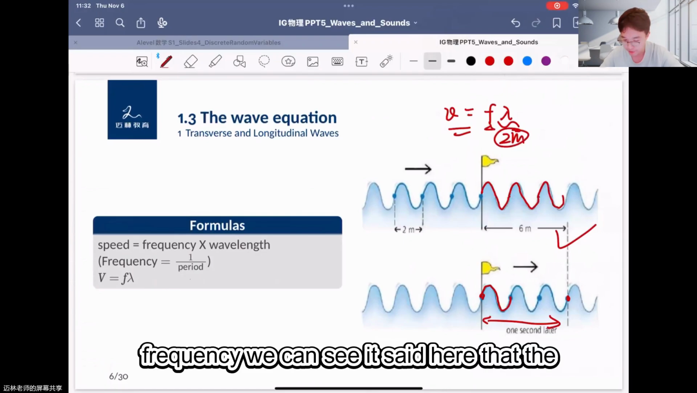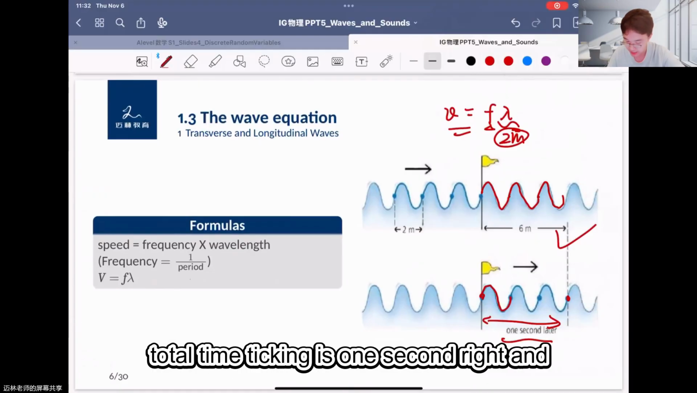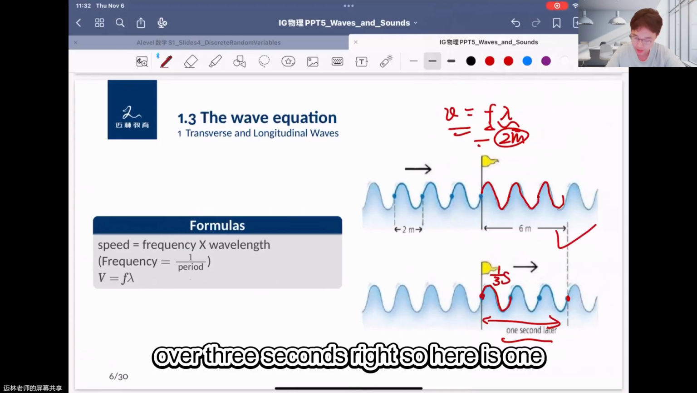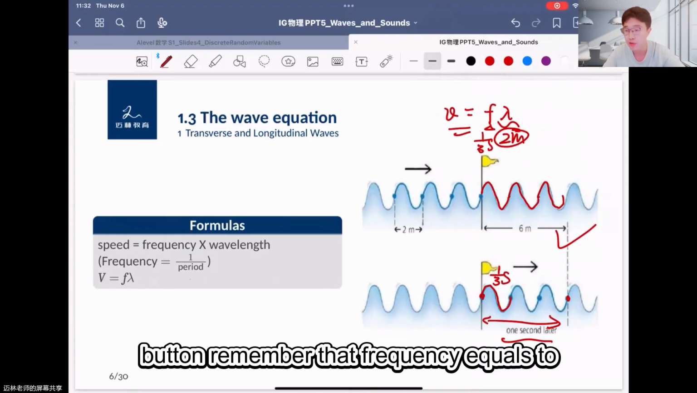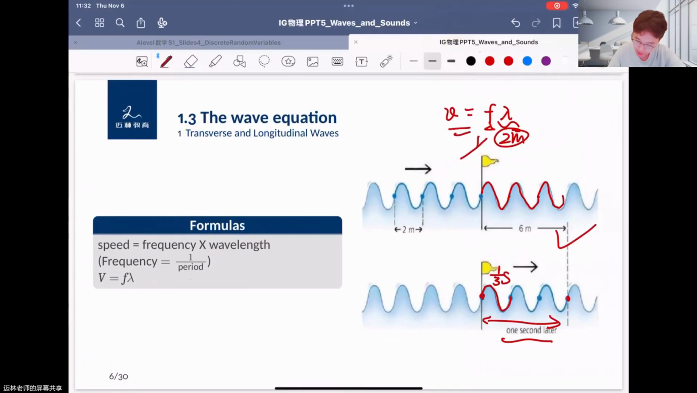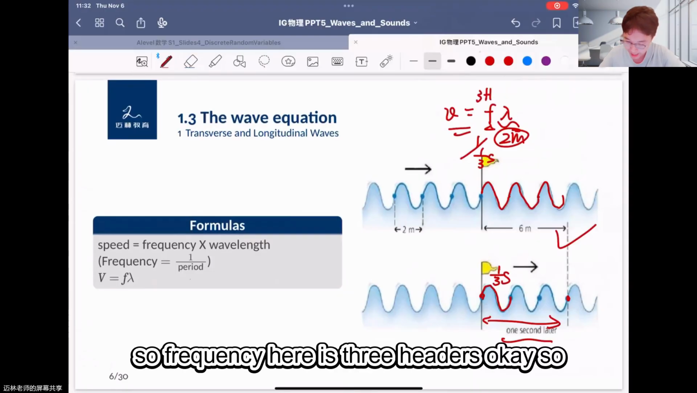And for frequency, the total time taken is 1 second, right? And for just 1 period of the wave, that is 1 over 3 seconds, right? But remember that frequency equals 1 over time taken, right? So with 1 over 3 seconds as the time taken, the frequency here is 3 hertz, okay?